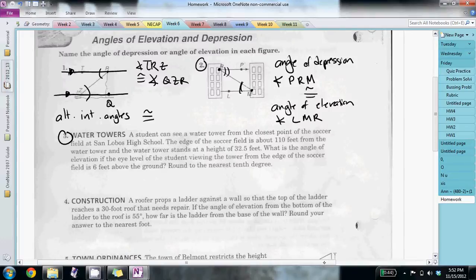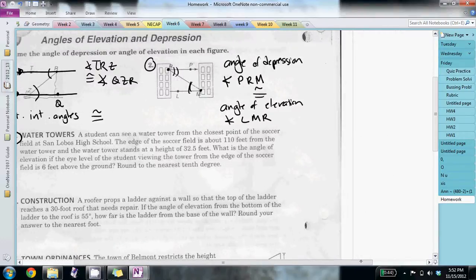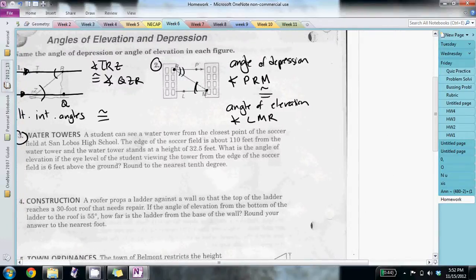Now, the trick with these problems is always coming up with a picture, and then you're probably pretty good at figuring out which trig ratio or what right triangle rule to use to find the missing information. But drawing the picture can be quite a challenge. So I'm going to take this apart and draw it piece by piece. And we'll start with the student can see a water tower from the closest point of a soccer field.